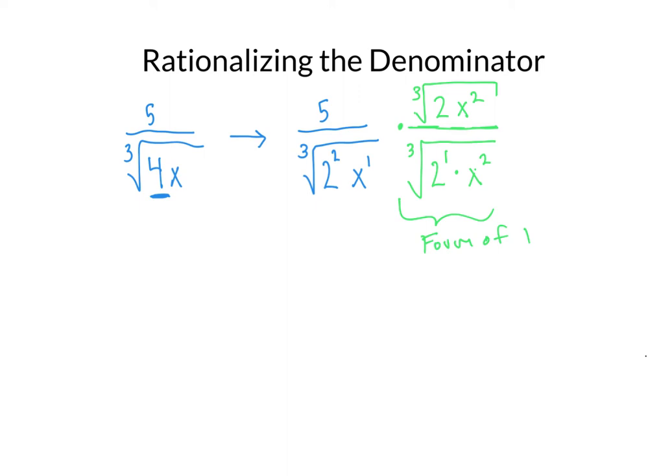Okay, now once I've done that, my numerator just multiplies across here. And then in my denominator, I have the cube root of 2 to the 3rd because of the product rule. And x to the 1st times x squared is x to the 3rd. Everything is to the 3rd power. So because of that, we can cancel those denominators out.